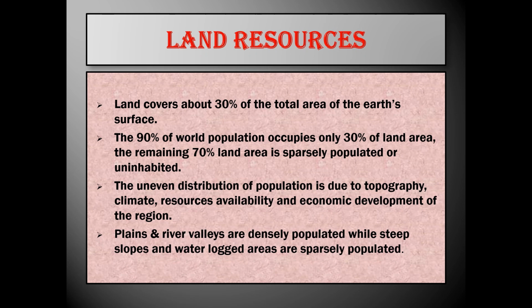So, due to this, some regions are less habitable and some regions are highly habitable, which are the densely populated areas. Plains, rivers and grasslands are some densely populated areas, while steep slopes, waterlogged areas, mountainous areas, hot and cold regions, and thick forested areas are sparsely populated.